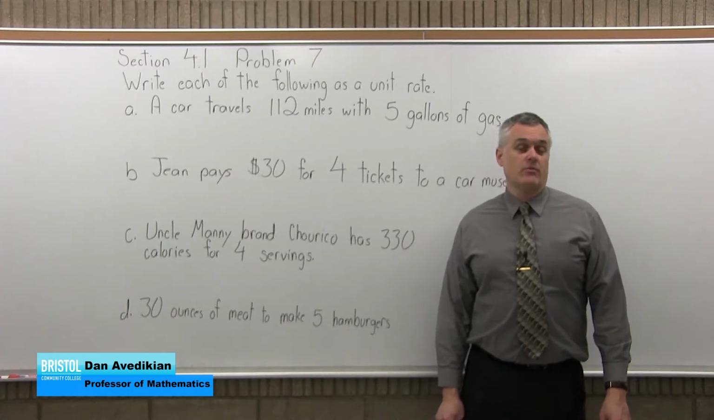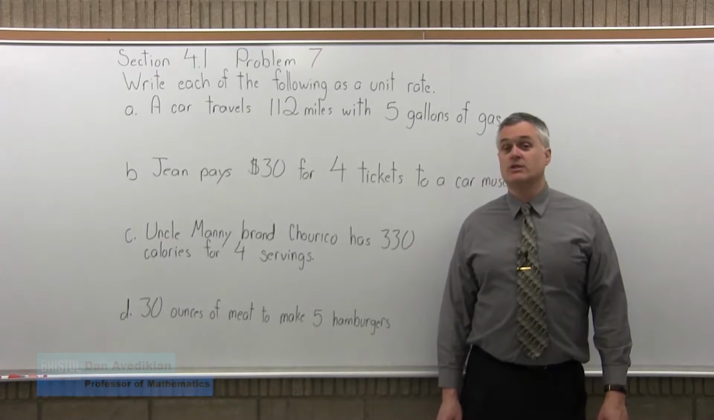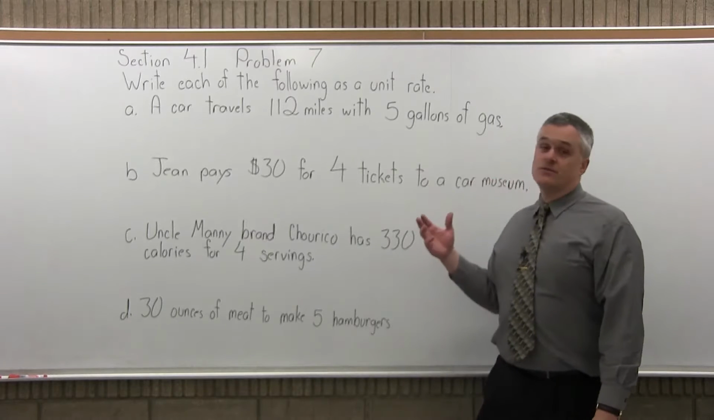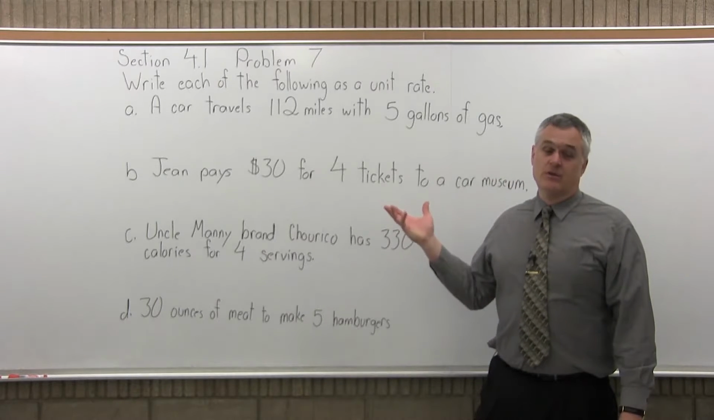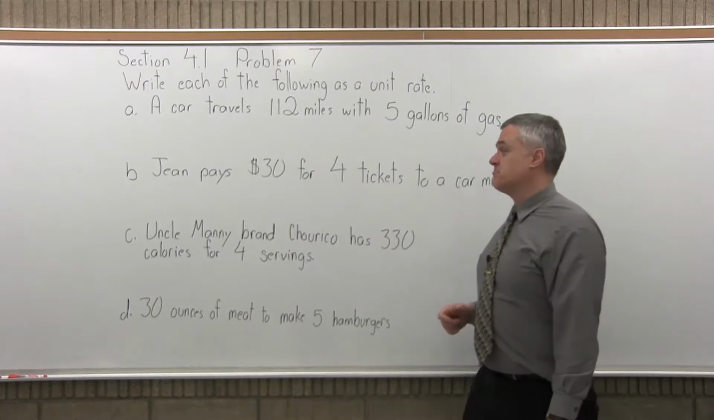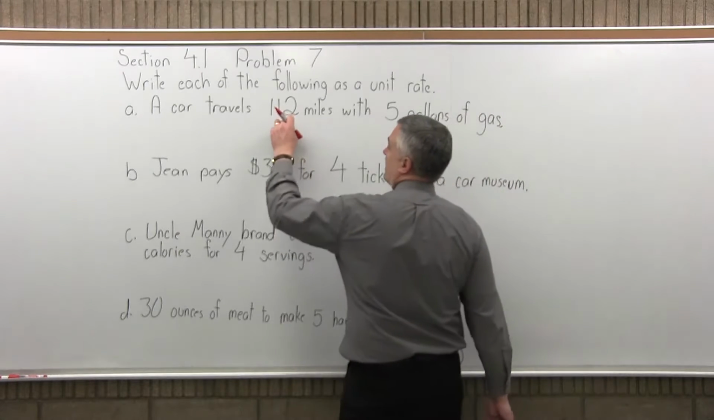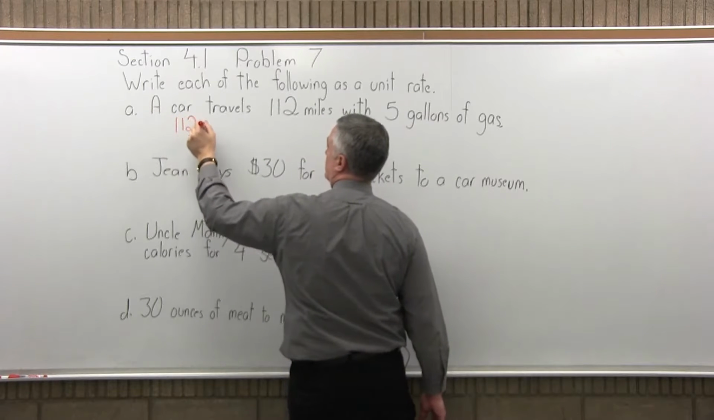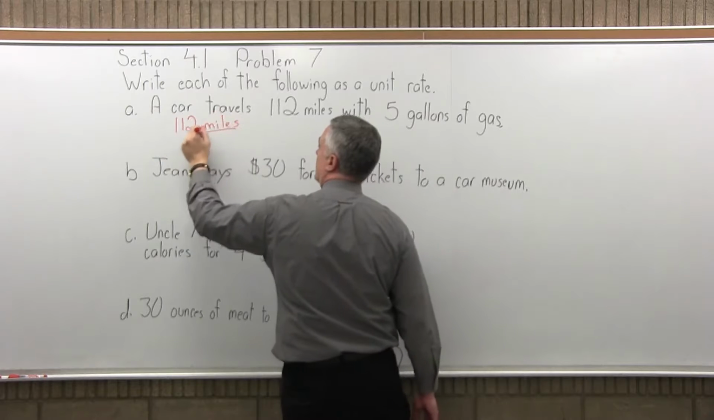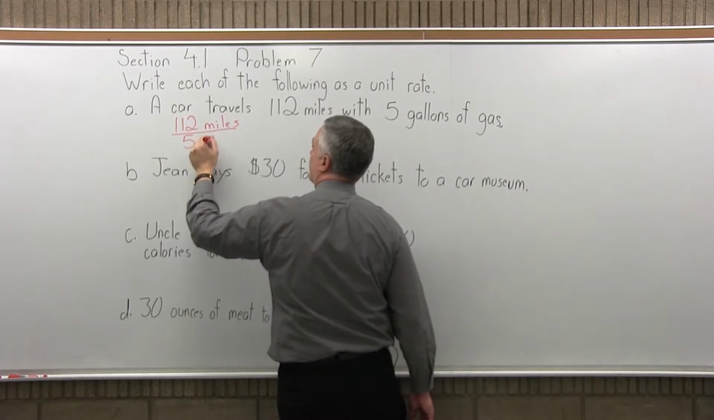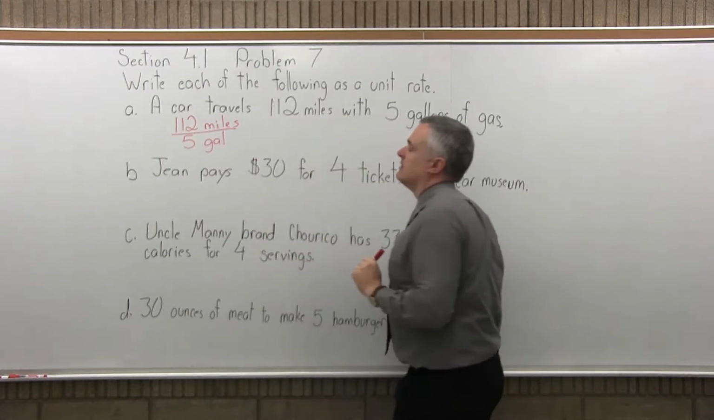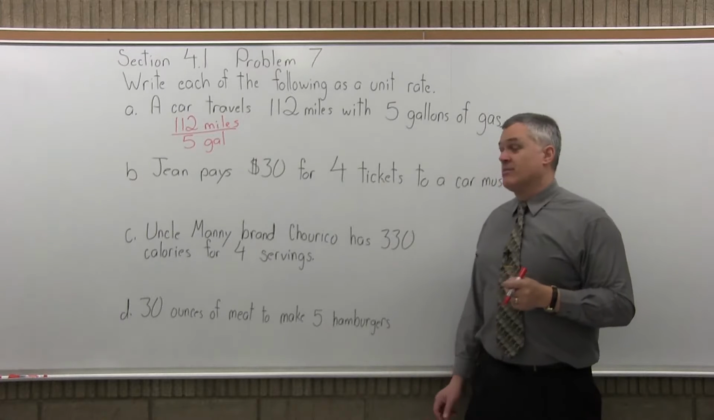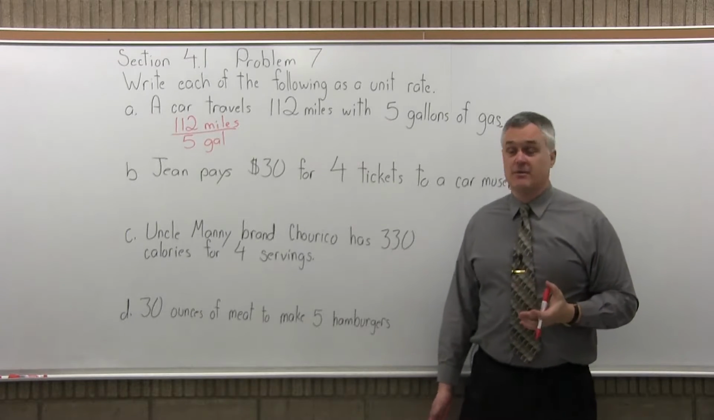This is Section 4.1, Problem 7. It says, write each of the following as a unit rate. Well, first of all, what is a unit rate? A unit rate is really a fraction where the denominator is 1. So, the first one, our car travels 112 miles with 5 gallons of gas. So the fraction we'll start with is 112 miles, and the denominator will be 5 gallons, abbreviated. Now, I want to make the denominator 1, which means I'll have to divide both numerator and denominator by 5 to make the denominator 1.